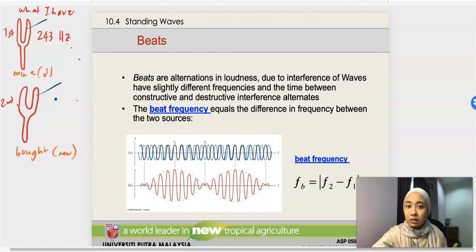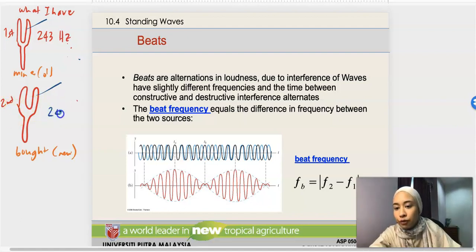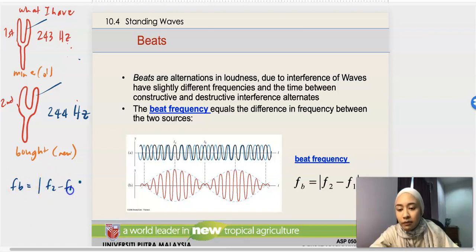with each other. Which means that my conclusion is the shopkeeper lied to me, right? He told me it was 243, but it is not. Maybe it is 244. We don't know. So now I have a second tuning fork and the frequency is 244 Hz. So the beat frequency between these two tuning forks is modulus of F2 minus F1. Doesn't matter if you subtract 244 with 243 or 243 with 244. The answer will always be positive. So the beat frequency between these two tuning forks is 1 Hz.